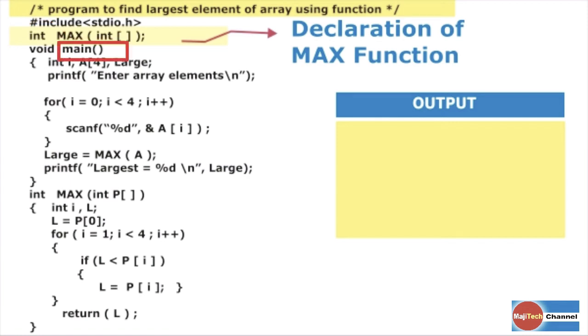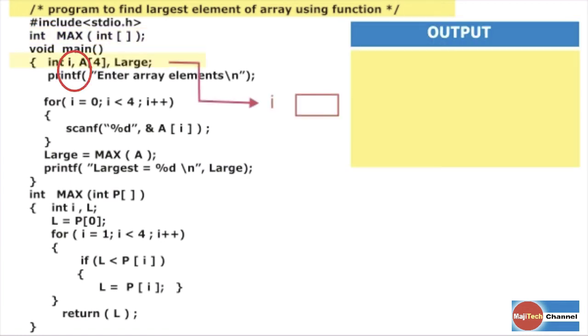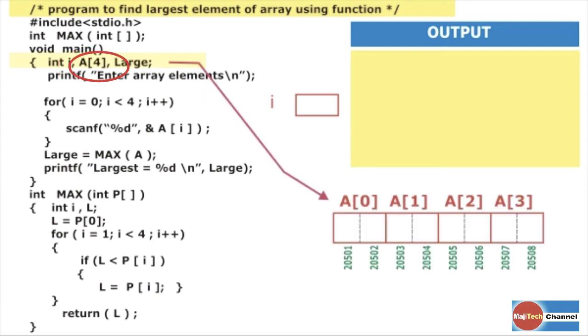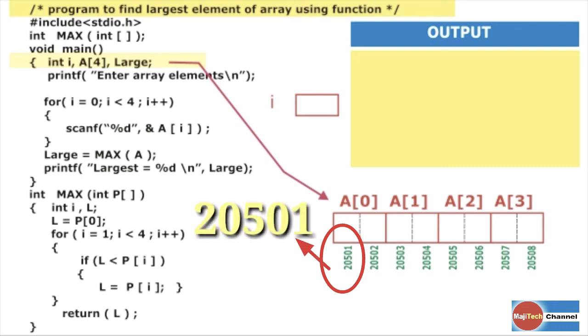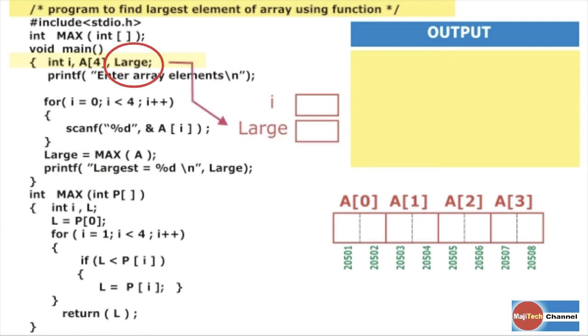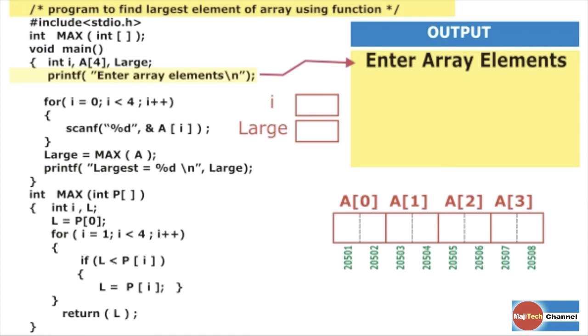Execution always begins from main function. Here we have declared integer i and an array A of 4 elements of type integer. Integer value requires 2 bytes to store in memory. Hence an array A requires 8 bytes of memory to store 4 elements. Consider for example, starting address of an array A is 20501. Actual memory location will be different at runtime, definitely. We have also declared a variable large. The print statement generates an output: enter array elements.